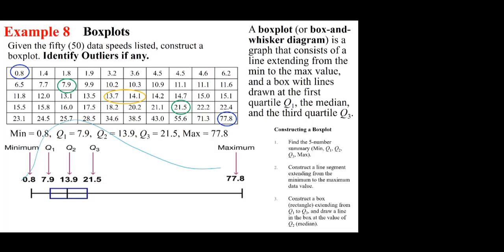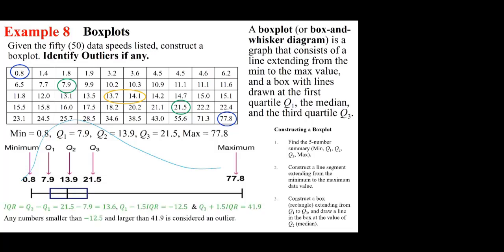Now, let's answer the final piece. Outliers. Do we have any? Here's the process. We have to find IQR. IQR by definition is Q sub 3 minus Q sub 1. So we calculate that. Now, anything less than Q sub 1 minus 1.5 IQR, anything smaller than that, or anything larger than Q sub 3 plus 1.5 IQR, they are outliers.